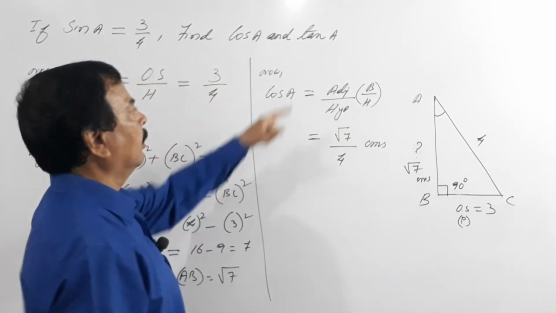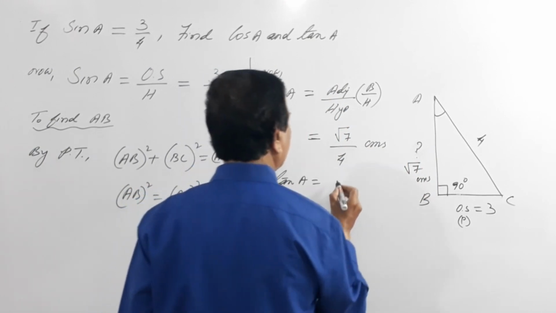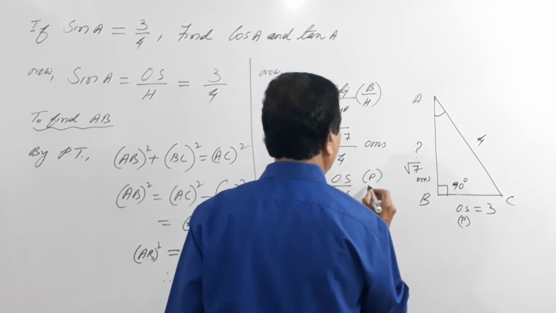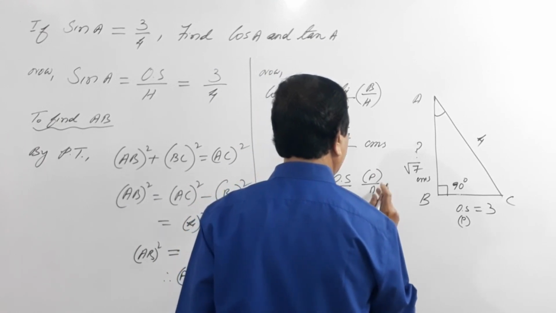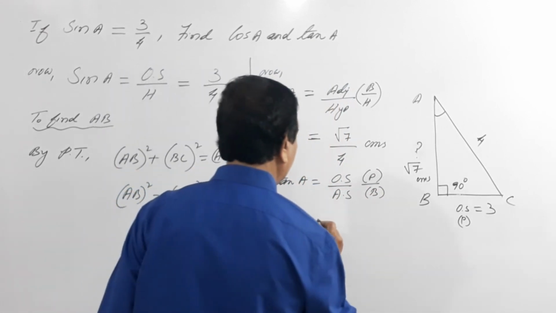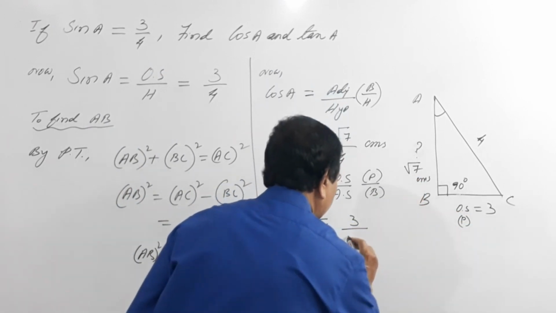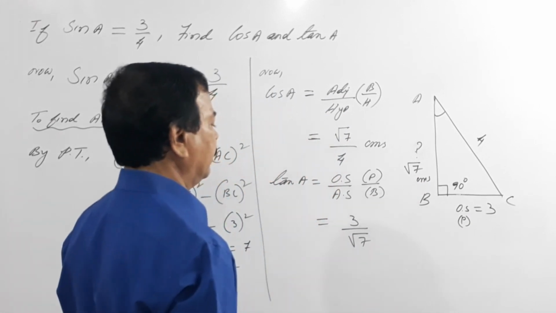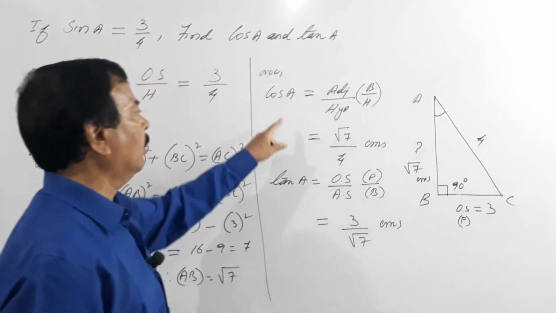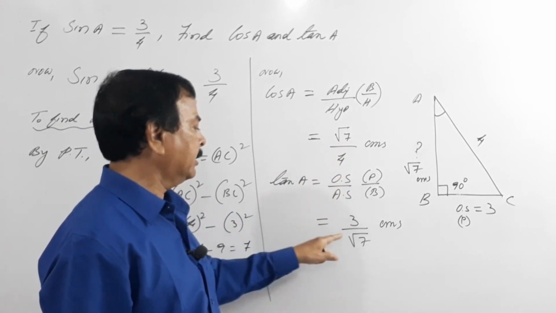Centimeters. And tan is opposite side by adjacent side. Opposite is nothing but P, adjacent is base. So either this or this, write any one of them. What is the opposite side? 3, adjacent is √7. So this is our tan A. So you got cos A. Cos A is √7/4 and tan is 3/√7.